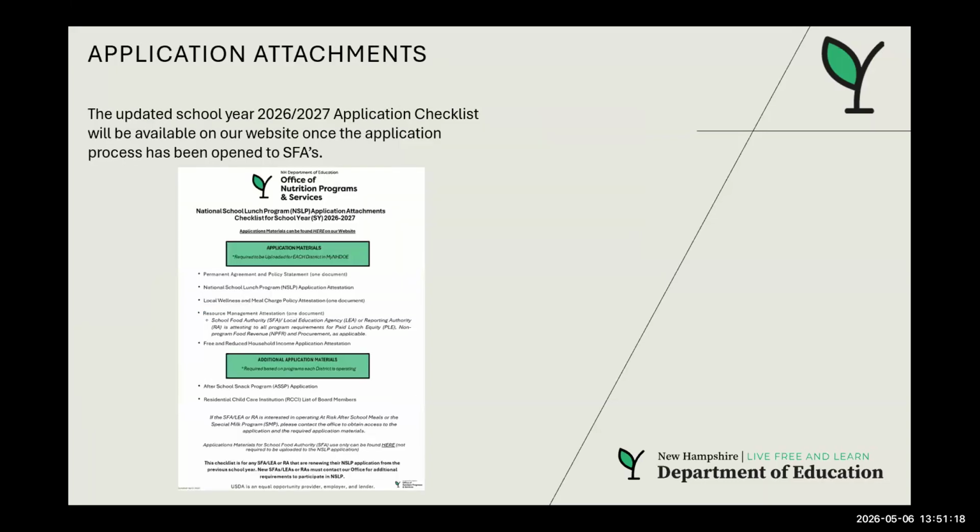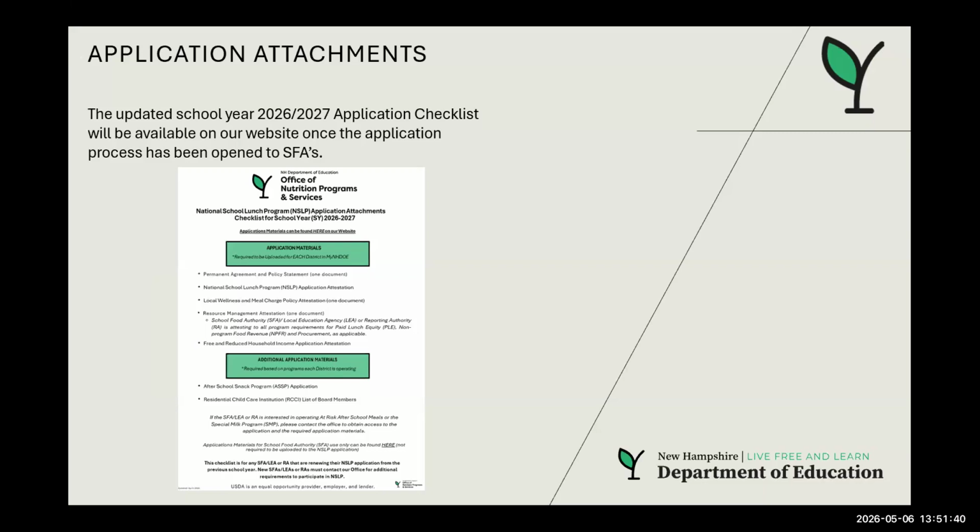So now we are going to be talking about the application attachments. So these have been updated on our website for school year 26-27. While the sponsor and site application information did get rolled over, the attachments did not. So these have been updated by our office, and the district must read through and sign each attachment for the upcoming school year.